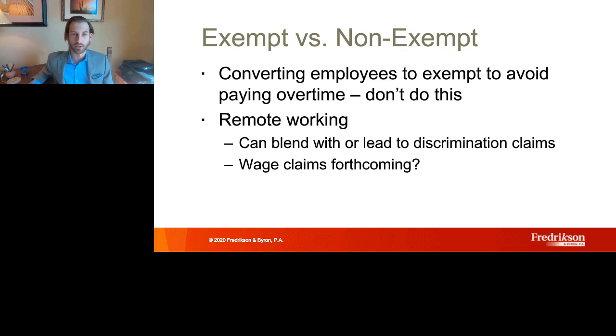Next, I'm going to talk a little bit about exempt and non-exempt. And I think this is an area where we're anticipating a growth in litigation, particularly with remote working. But first, I'm just going to note one of the cases I saw is the employer expressly converted people to exempt to avoid paying overtime. And just don't do that. That's not a good idea. That's going to lead to big problems.